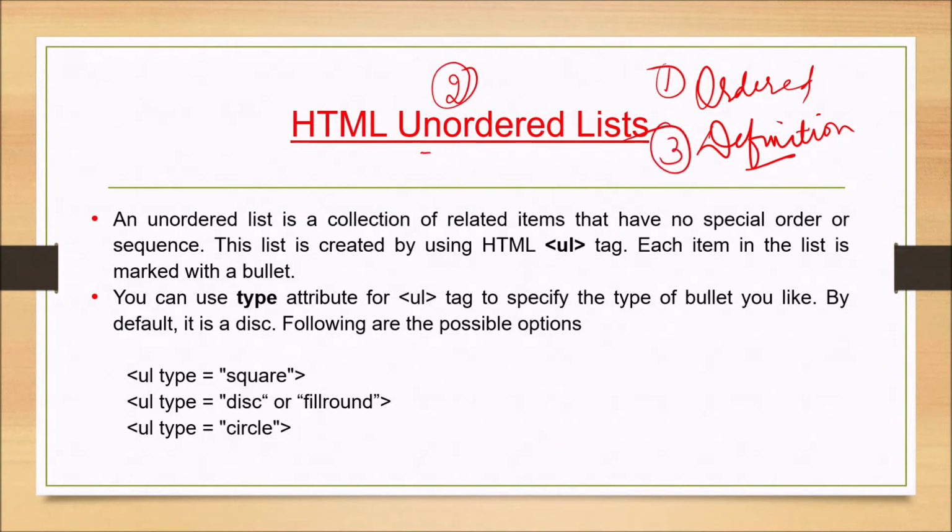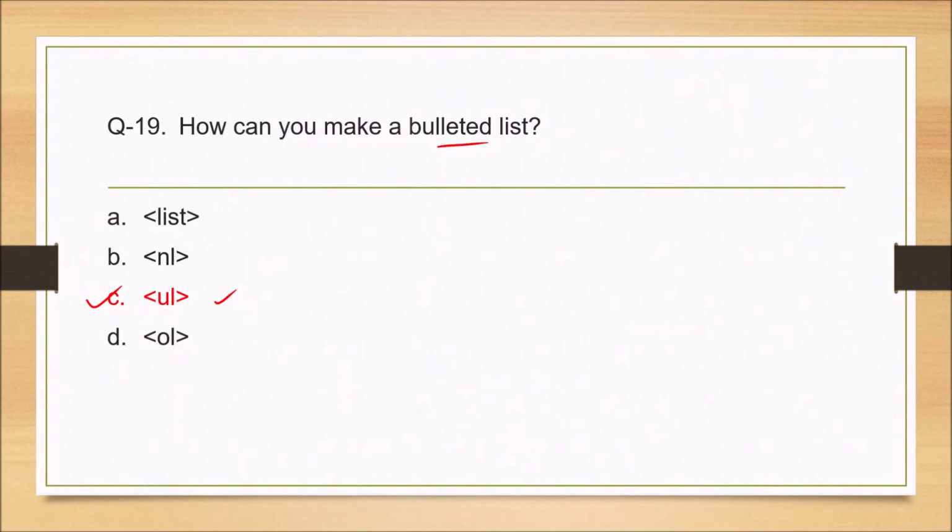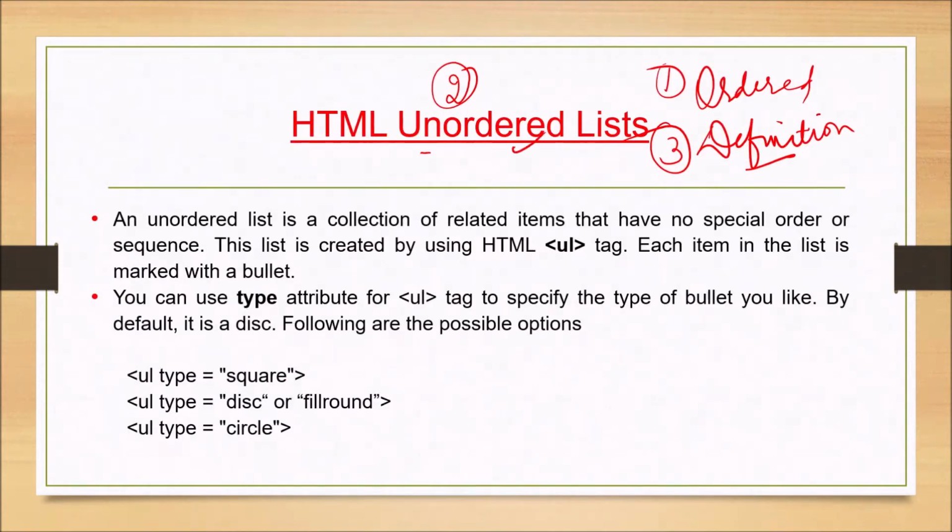So if we are talking about a bulleted list, that means it is an unordered list. An unordered list is a list in which no special order or sequence is there, and that list is created using the UL tag. In that tag, each item is marked with a bullet, like square, disc, or circle, a filled round like this, and square or circle.